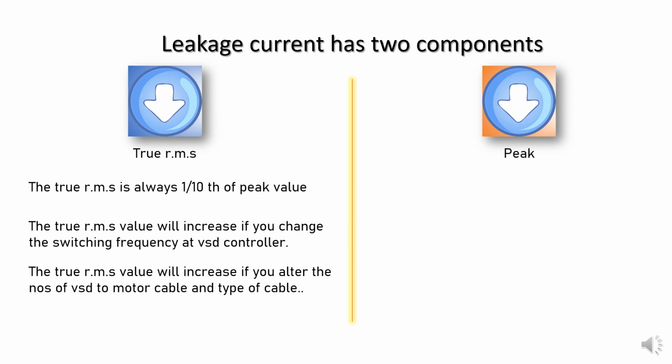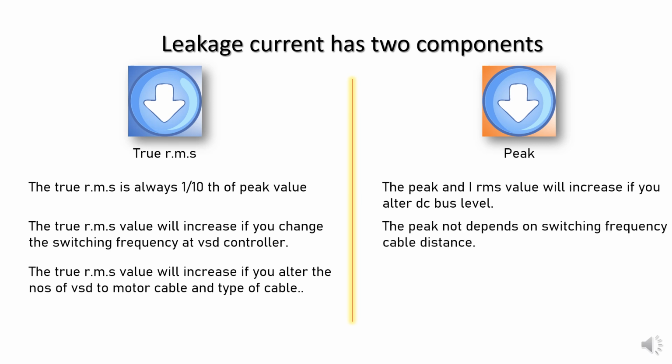And that is why we insist on a special grade VSD cable where the capacitance value is extremely low, so the leakage current will be low. In the case of peak current, the peak and RMS value of the leakage current is directly proportional to the magnitude of the DC bus level. That means if you increase the DC bus level by some means, the leakage current RMS value and peak value both will increase.